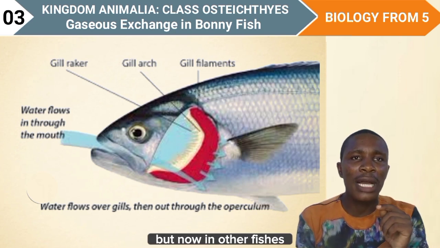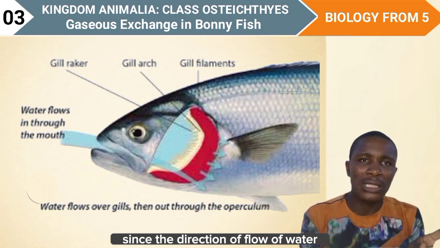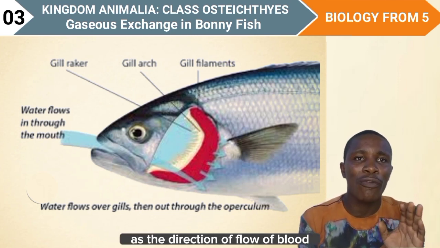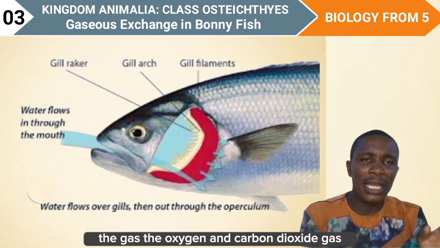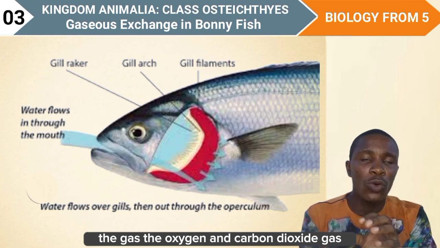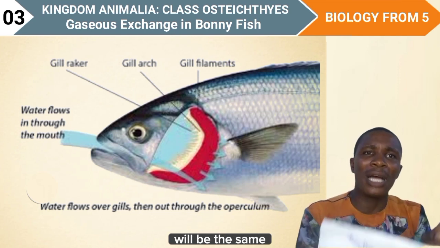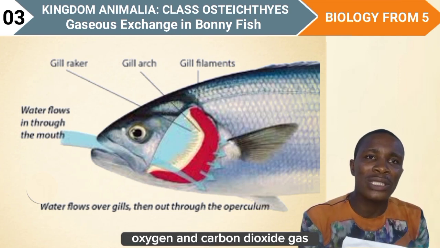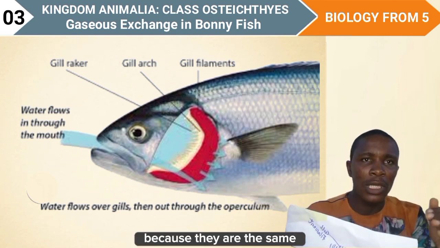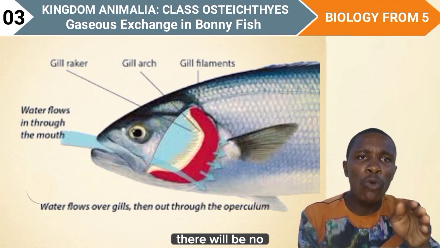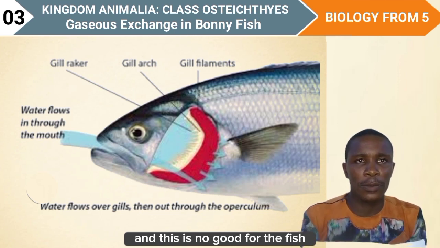But in other fishes like the shark, since the direction of flow of water is the same as the direction of flow of blood, at a particular time the quantity of oxygen and carbon dioxide gas in the water will be the same as the quantity of oxygen and carbon dioxide gas in the blood. Because they are the same, there will be no movement of gas, no flow of gas, and this is not good for the fish.